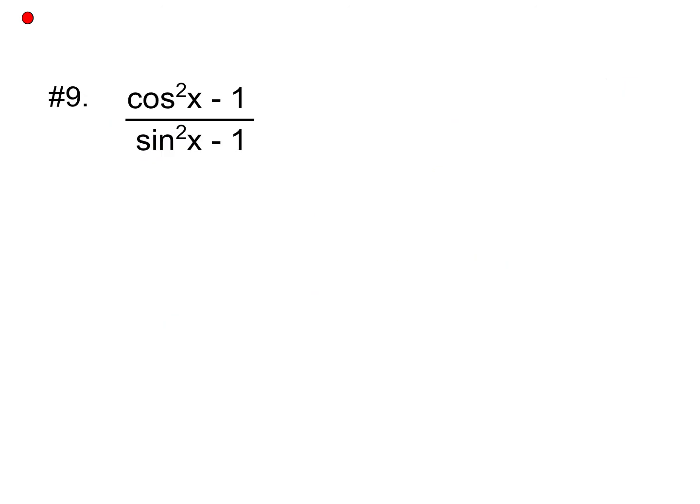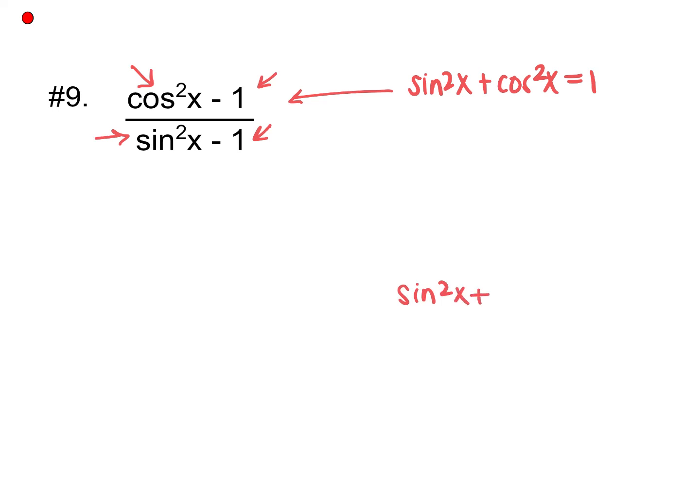The next one you should try is number 9. So again, pause the video. In this problem, you have a trig function squared with a plus or minus 1 in both of these. So you have to replace both the numerator and the denominator. So you will have to take the equation sine squared plus cosine squared equals 1, rearrange it twice, once to match the top, the second time to match the bottom. So go ahead and do that if you haven't already.